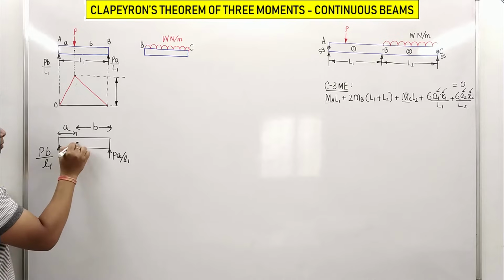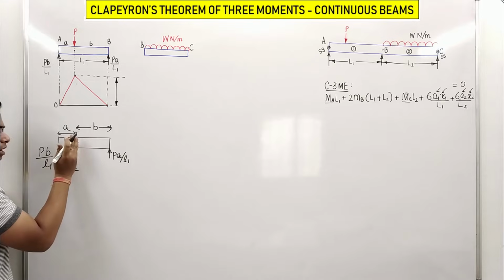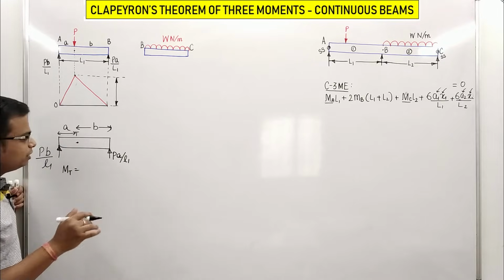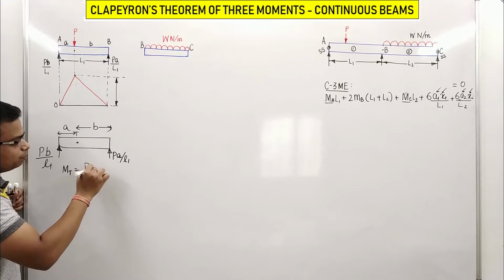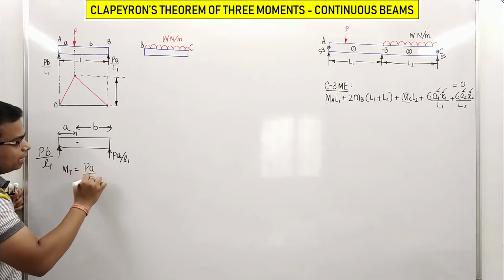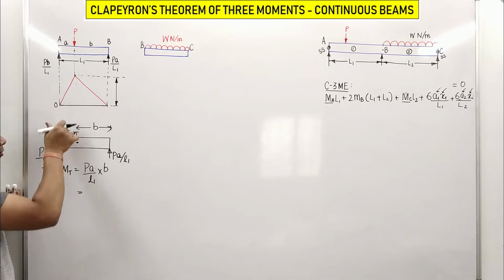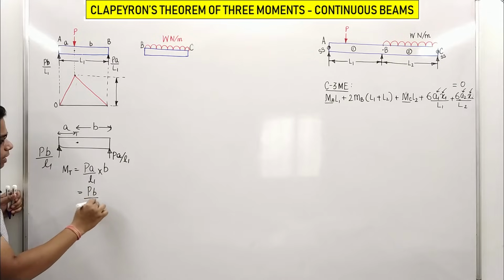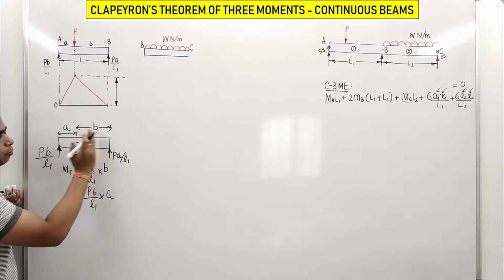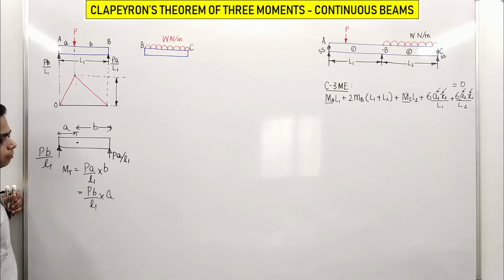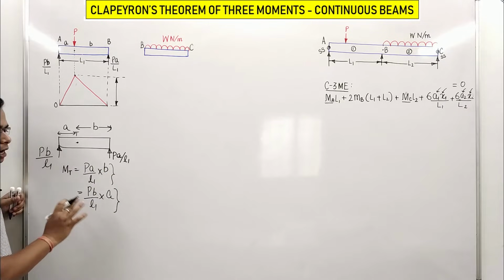If you want moment at this point, you can consider the right portion of the beam. If you want moment at this same point, you can consider the left portion also. Not an issue. It's very simple. So if you do this, force multiplied by distance, this is going to work out as PA upon L1, that is the force multiplied by B. Or you can take this force also. This is going to be PB over L1 multiplied by this distance A. Whatever you do, you can either take the right hand portion of T or the left of T. From both of the cases, you are going to get the same answer. That is PAB by L1.